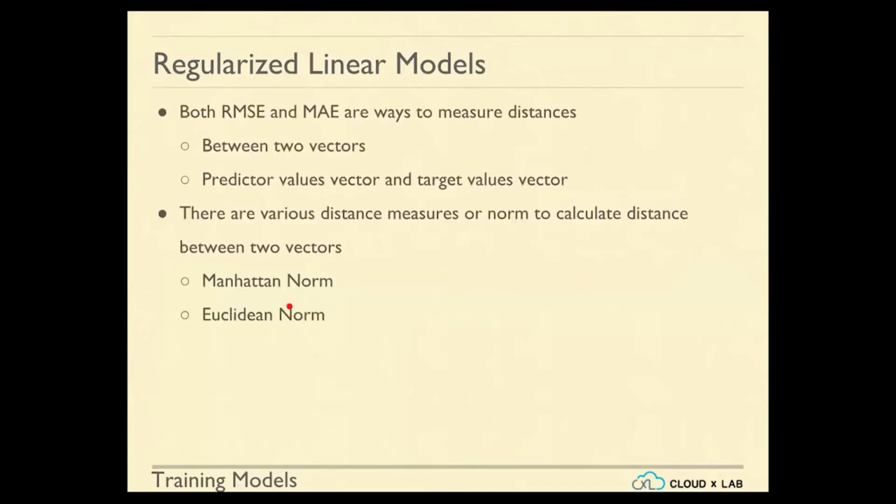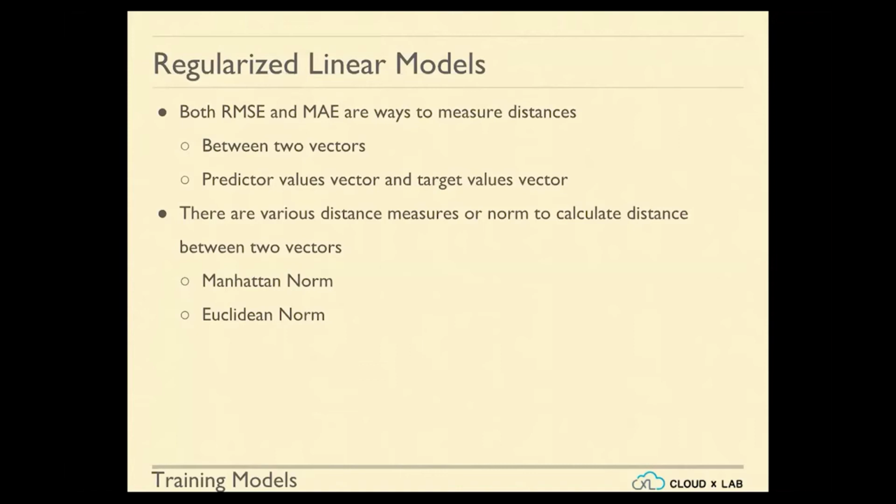So both root mean square error and mean square error are always used to measure the distances between two vectors: the predicted values vector and the target vector. Basically, it's the predicted values versus the target values. We take the delta between the two, and that's the purpose of it, right?